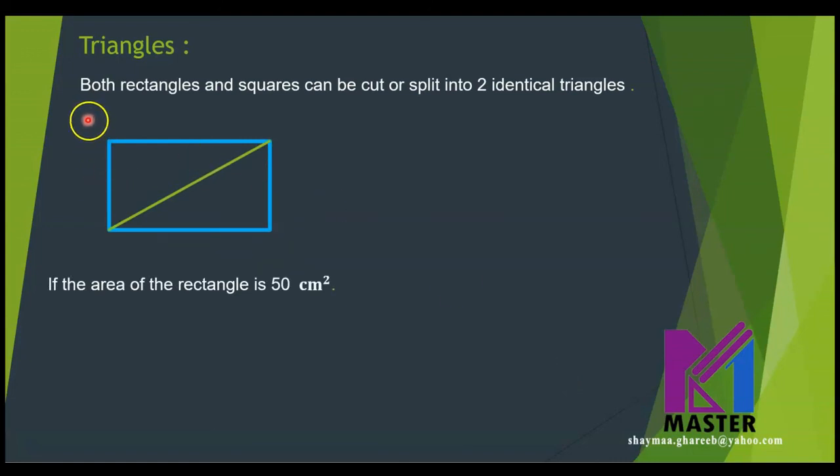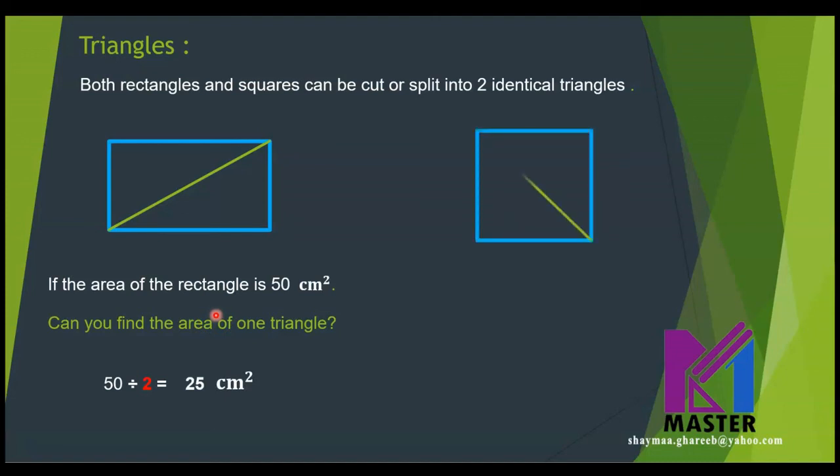We said before, both rectangles and squares can be cut or split into two identical triangles. If the area of the rectangle is 50 centimeters squared, can you find the area of one triangle? Then it will be 50 divided by 2. The area of the triangle here will be half the area of the rectangle, which is 25 centimeters squared.